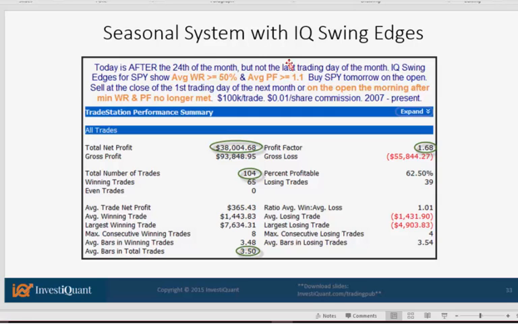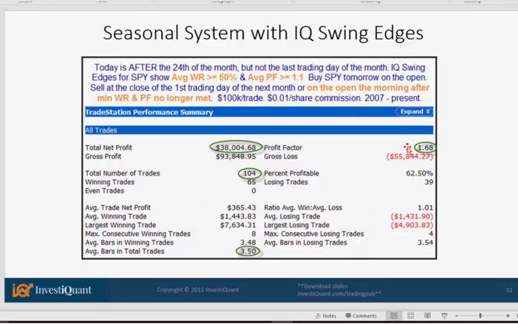And since there is a requirement here, I didn't want to have it be the last day of the month and then we buy the first day of the next month at the open and sell the close. We're looking for a swing trade. We're not looking for a day trade. That would be a day trade, right? You buy the open, sell the close. So this means we're holding for at least a day and a half, 2 days. So now we're buying the open, selling the close of the first trade into the next month, or on the open the morning after the win rate and profit factor are no longer met. So we could get out before the first day of the next month if the published odds weaken.